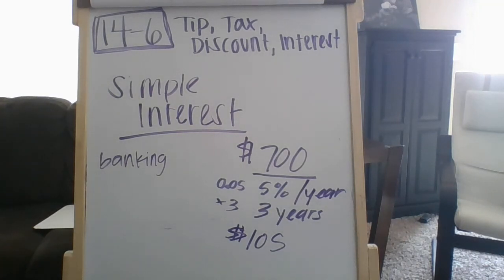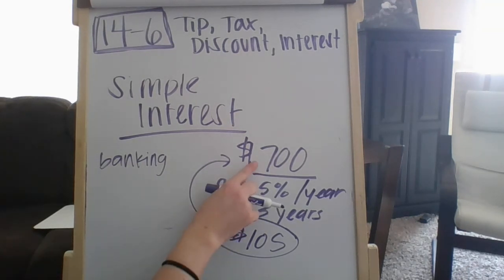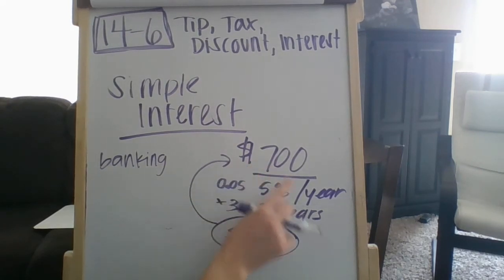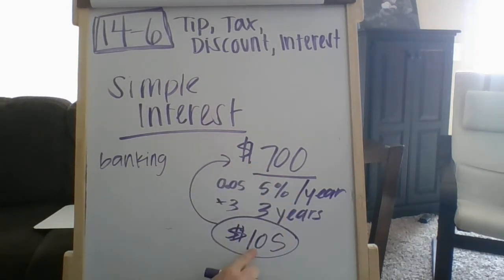Now, most of the questions are going to be asking, how much is in your account now? If that's the case, we're going to take our 105 and add it to our initial price, our initial deposit. So our 700 was our initial deposit. After 3 years of it being in there, we gained $105 in simple interest. So we are at $805 in our account now. So that is our example on simple interest.